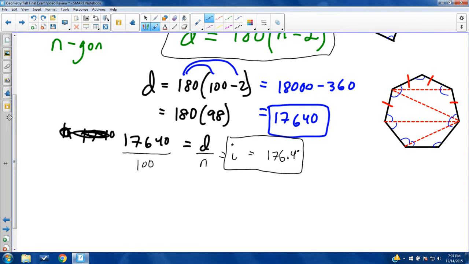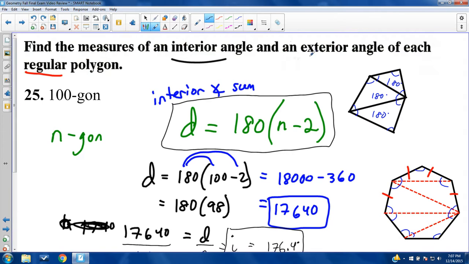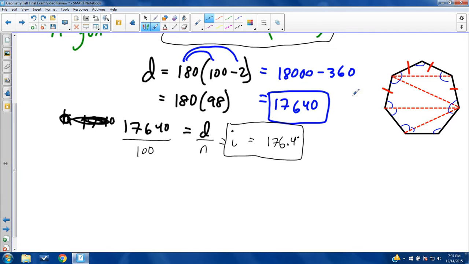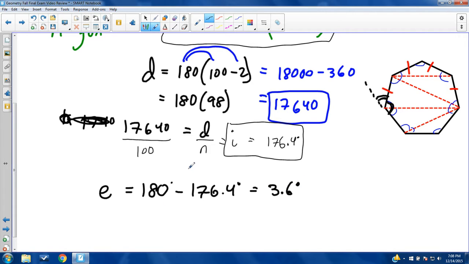Okay, now that's the interior angle. How do we get the exterior angle? Because we need the measure of one exterior angle here. Well, an exterior angle is made from an interior angle where you extend one of your sides. So if this is an interior angle right here, this is an exterior angle. So it's the supplement of your interior angle. So your exterior angle is 180 minus 176.4, which is 3.6, I think. So there you go, 3.6 and 176.4.